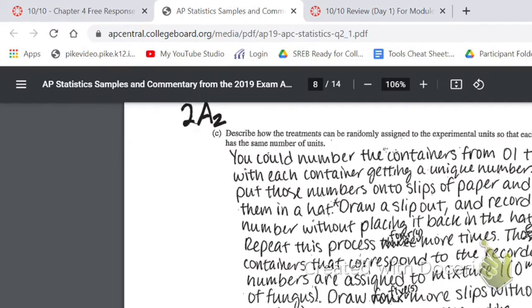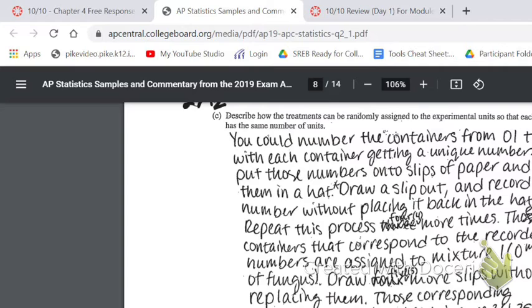All right, you could number the containers from 1 to 20, with each container getting a unique number. Then put those numbers onto slips of paper, put them in a hat, draw a slip out and record the number without placing it back in the hat. Repeat this process 4 more times. Those containers that correspond to the recorded numbers are assigned to mixture 1. Draw 5 more slips without replacing them. Those corresponding containers are assigned to mixture 2. Repeat this process twice more and assign the corresponding containers to mixture 3. What do you think?